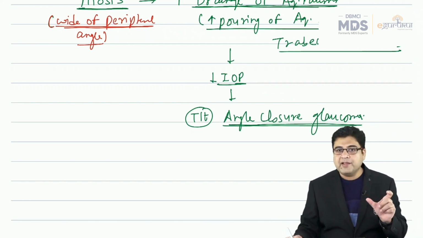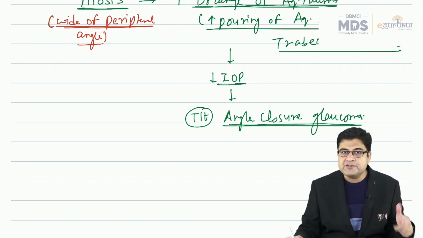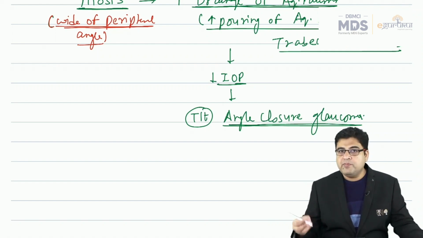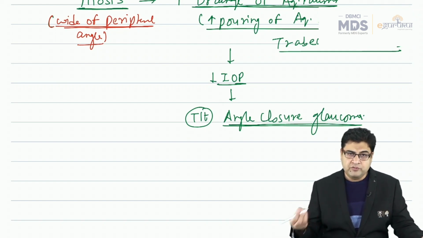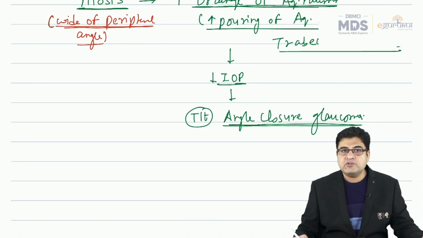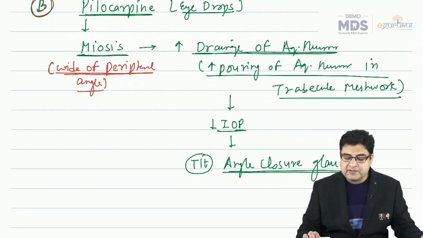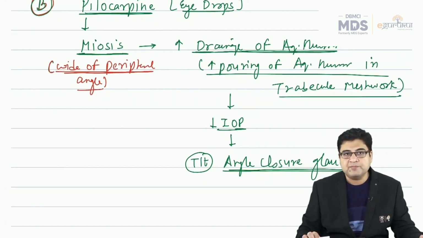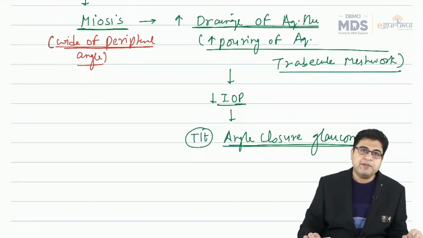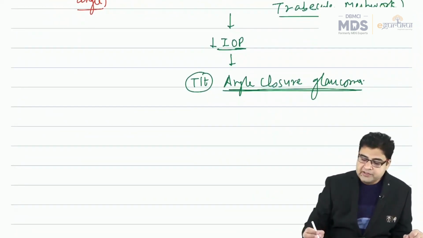So if I open up the angle, if I cause the widening of that angle, the drainage of the aqueous humor will increase. And when the drainage of aqueous humor increases, I can reduce the intraocular pressure, and I can use this medicine for the treatment of angle closure glaucoma. So the drug name is pilocarpine, right? Now, what are the side effects of this pilocarpine? This question can be asked in your exam.